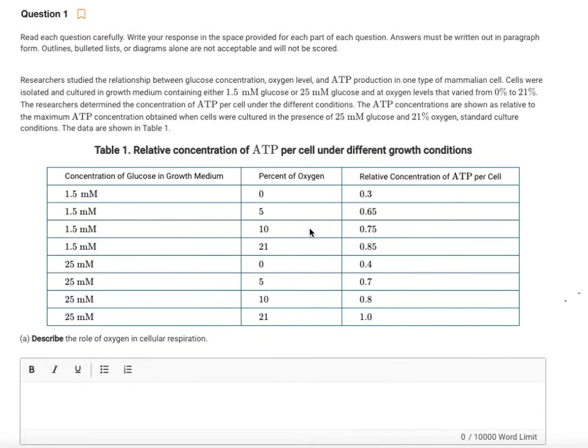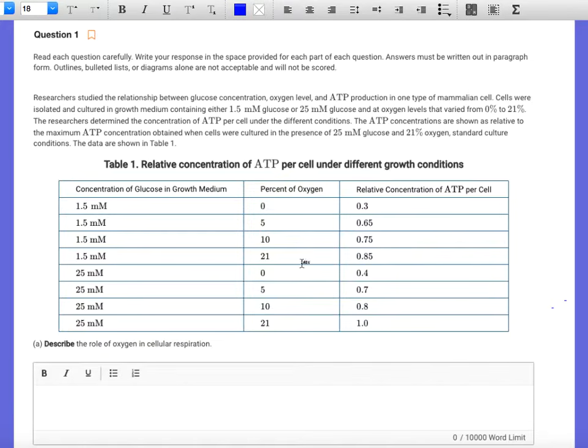Okay, so let's take a look at the actual questions here. For part A, you don't actually need to look at the data at all. All you need to do is describe the role of oxygen in cellular respiration. And luckily for you, we've spent a lot of time on that, or spent a lot of time on it last semester. So we learned that O2 is going to be what we call the terminal electron acceptor.